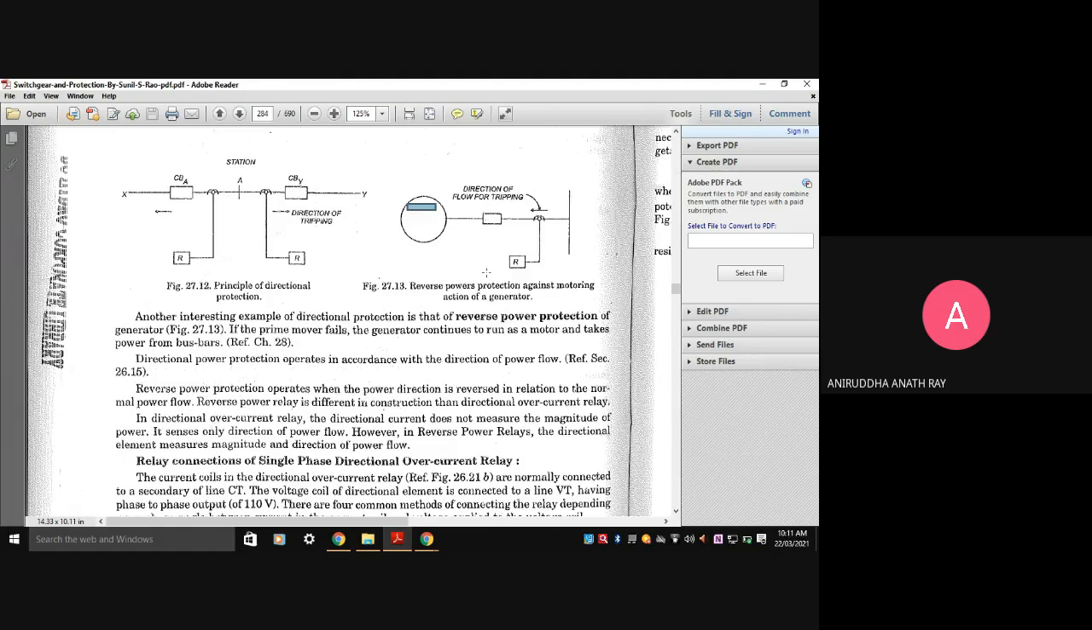Directional power protection operates according to the direction of power flow, whereas reverse power protection operates when the power direction is reversed in relation to the normal power flow. Reverse power protection is different in construction from the directional overcurrent relay.